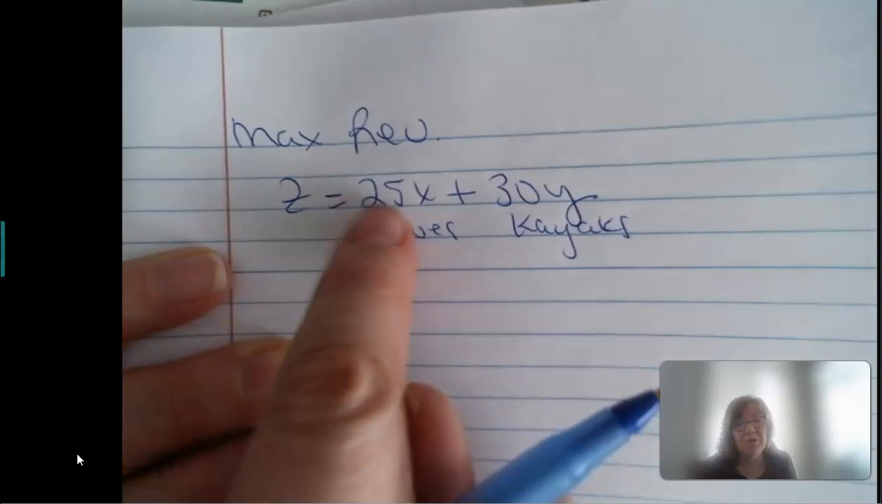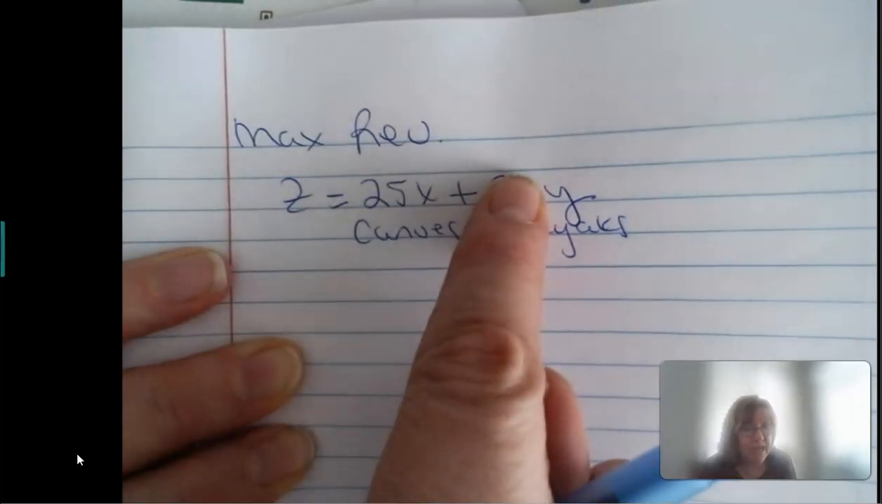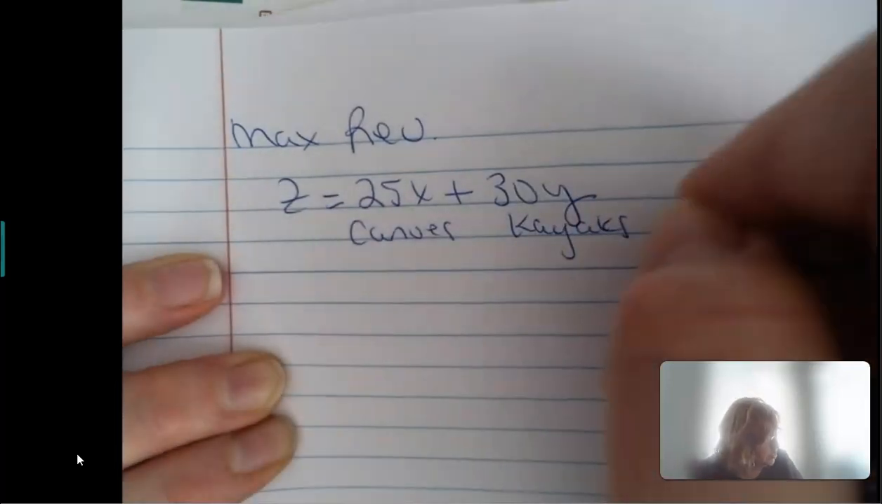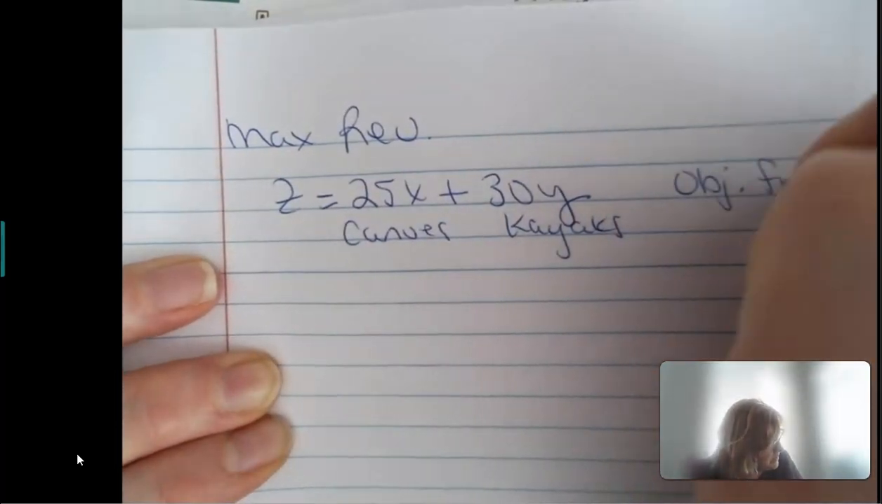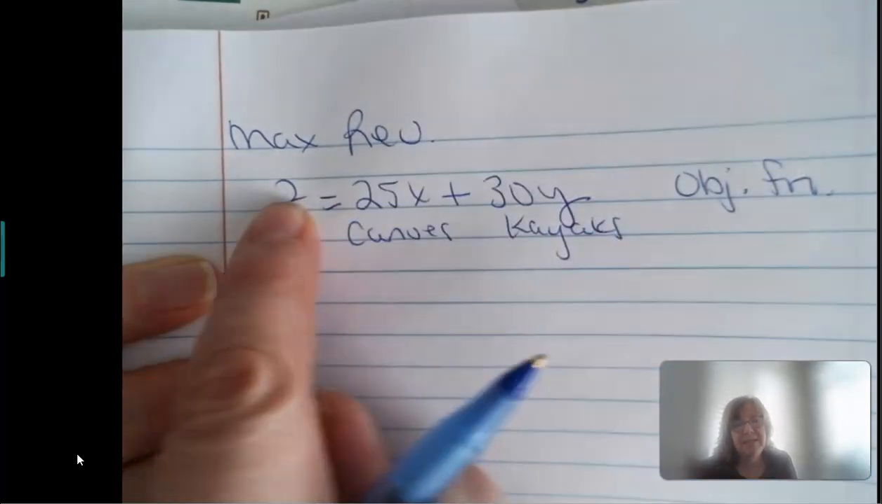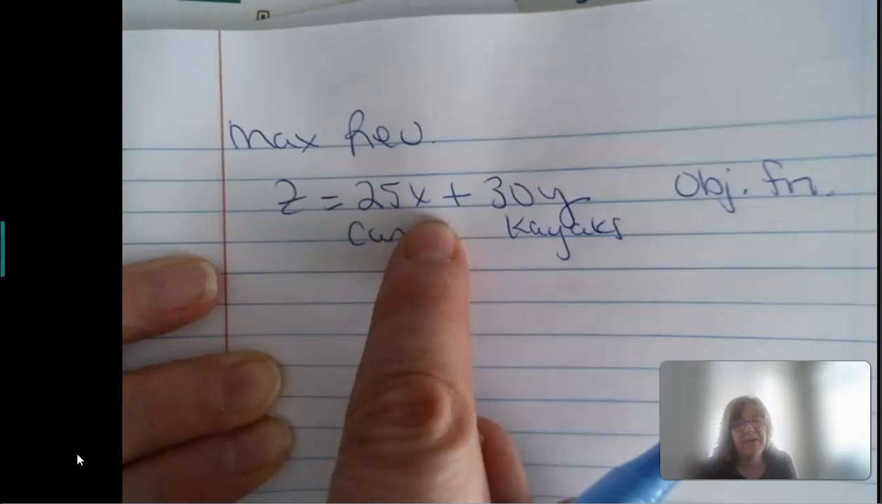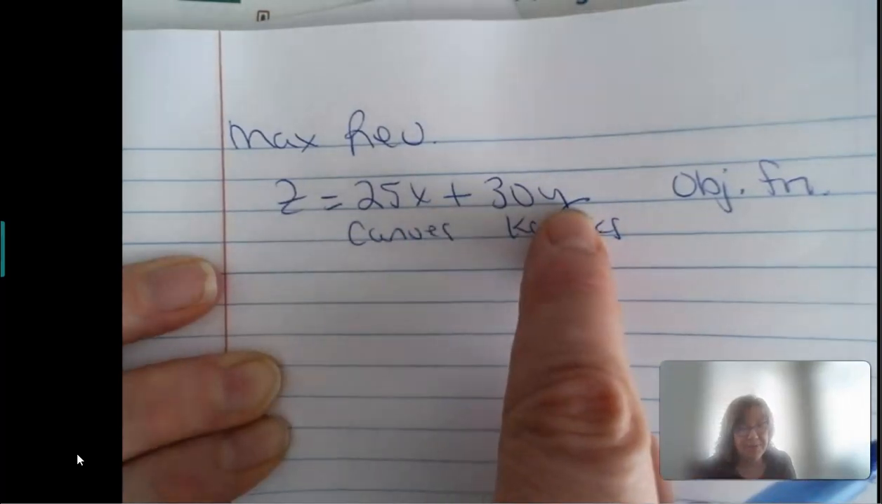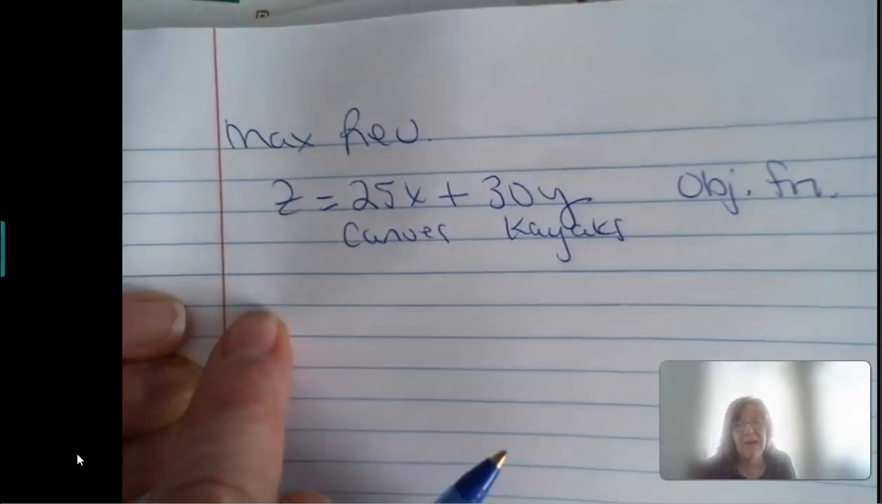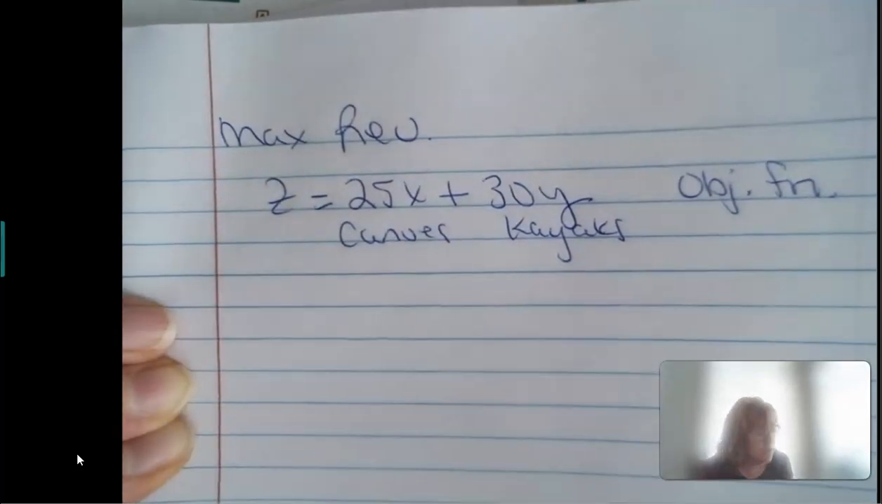I also know do not use 25 or 30 in what we call the constraints. This is called the objective function, because that's our objective. Our objective is to maximize this Z equals 25x plus 30y. So what goes underneath it? Well, usually a total, a value, maybe a total alone, a value alone, something like that.